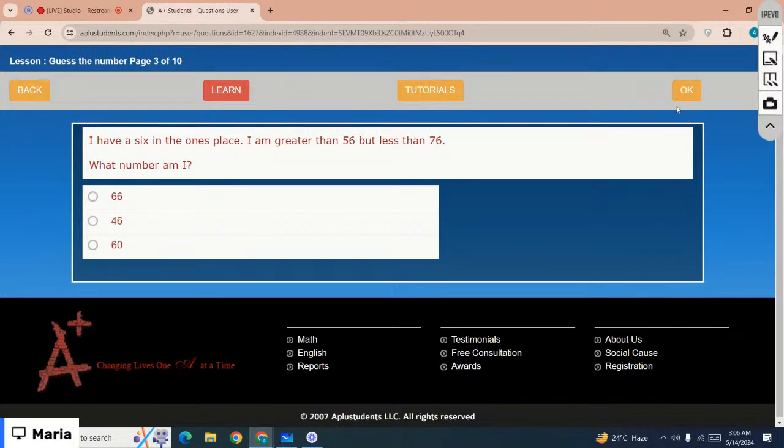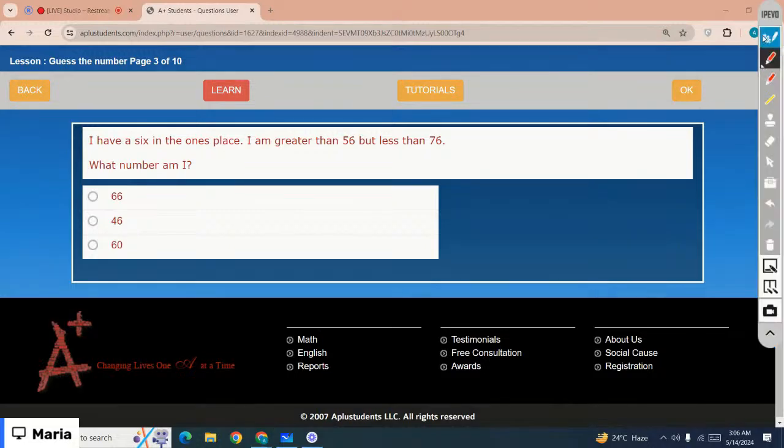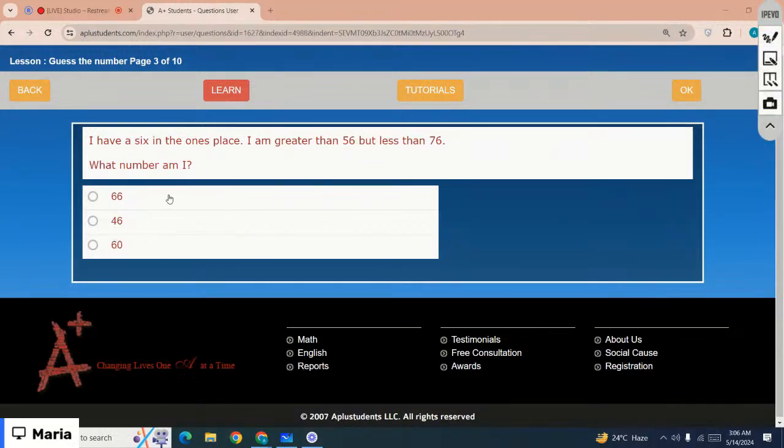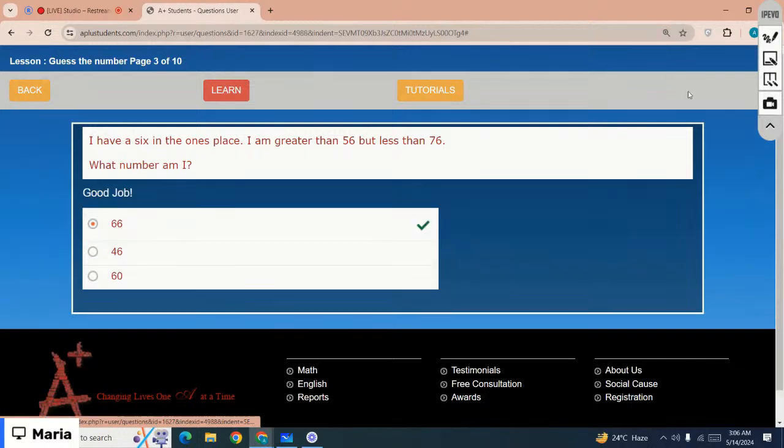So you have the number that has the 6 at the ones place, right? And the number is greater than 56 and less than 76. So you have three options: 66, 46, and 60. 60 is not correct, because you have to have 6 at the ones place, right? Also 46 is less than 56. So the only correct option is 66, very good. 66 is the number that is between 56 and 76. So the correct option is 66.